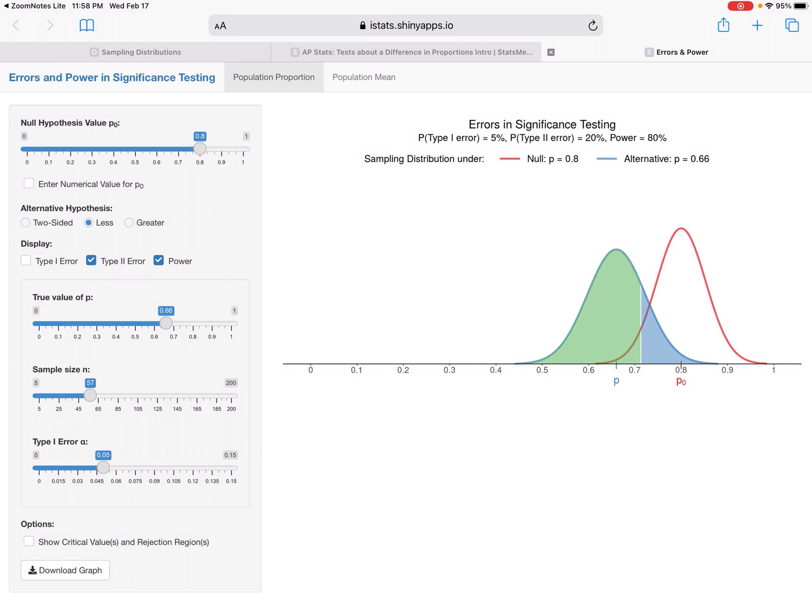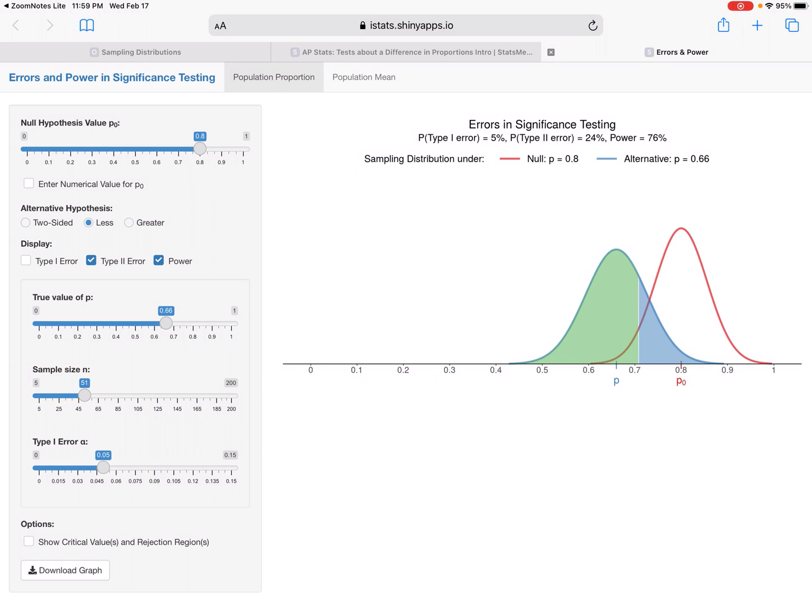So up here, probability of type 1 error is 5%. Probability of type 2 error is 20%. Okay? All right, so going back to what we did, we had a sample size of 50, and we had an error of 5%. So I want you to take a look at the type 2 error.